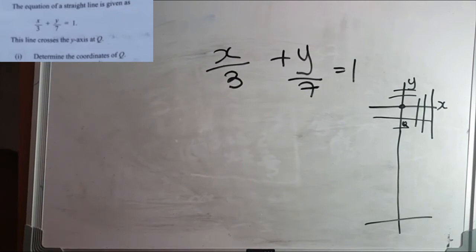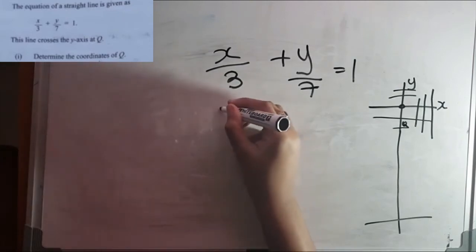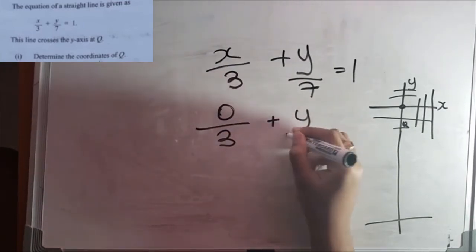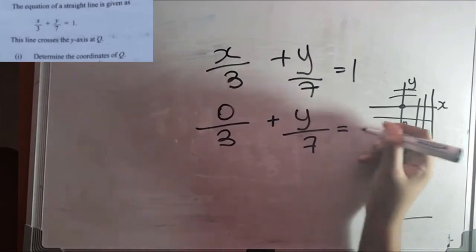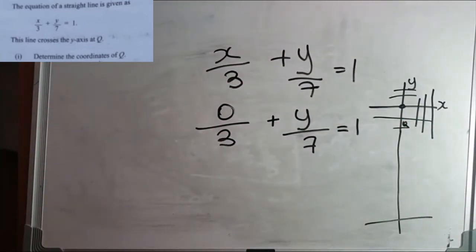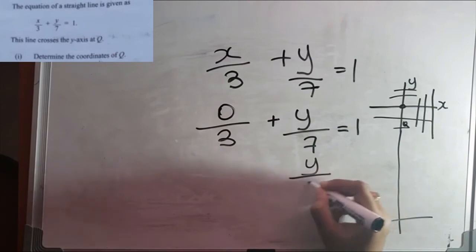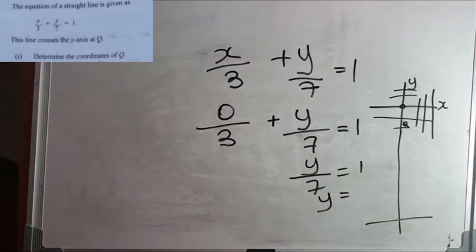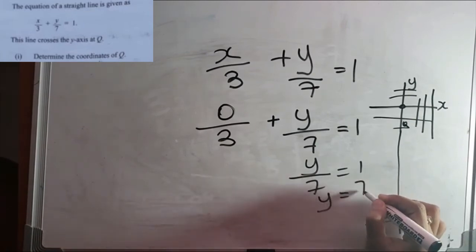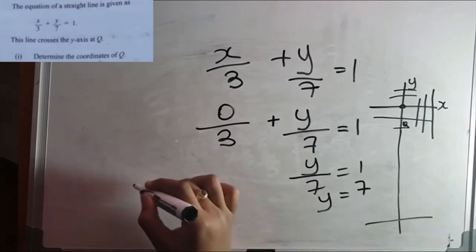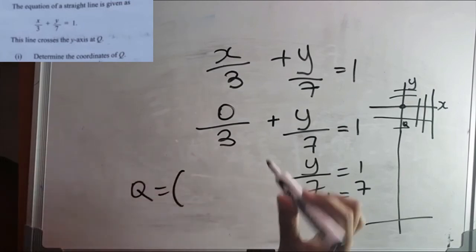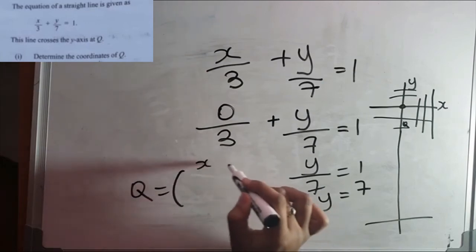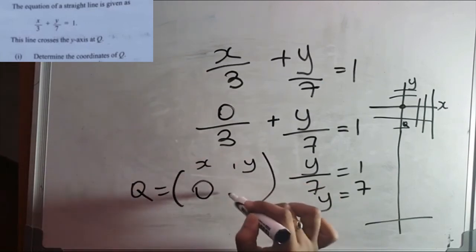So if it crosses the y-axis, then x is equal to 0. So we have 0 over 3 plus y over 7 is equal to 1. 0 over 3 is just 0, so we know that y over 7 is equal to 1. Y is equal to 7. So therefore the coordinates of Q, we know that x is equal to 0, so we have x comma y, so we have 0 comma 7.